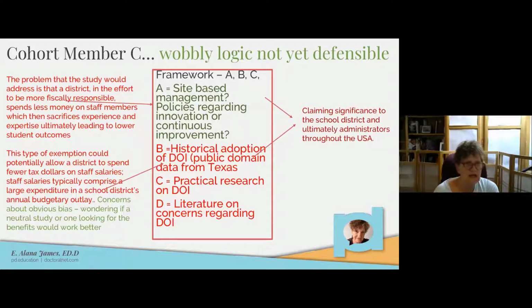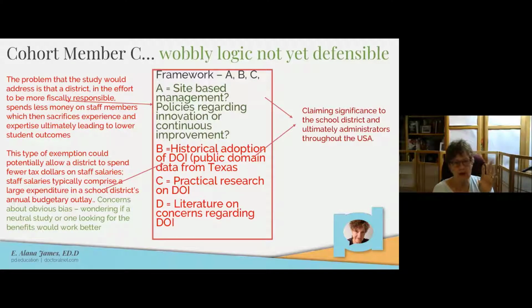for K-12. The problem that the study would address is that a district, in the effort to be more fiscally responsible, spends less money on staff members, which then sacrifice experience and expertise, ultimately leading to lower student outcomes. So the problem with that is that it is, as far as I can tell, absolutely biased. I looked, and there were some articles that said these things, that suggested that there was this problem, but there is no data, and that's a very strong problem statement without data.